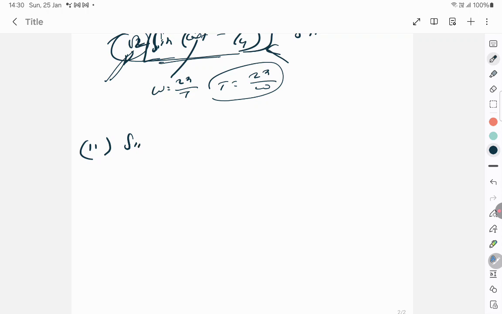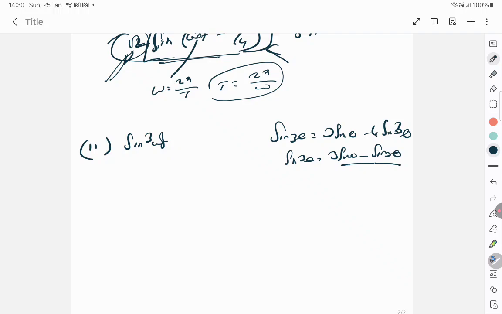Is sine cube omega t. And from the sine 3 theta formula, you know it's 3 sine theta minus 4 sine cube theta. And what is sine cube theta? Therefore, it is (3 sine theta minus sine 3 theta) by 4. So put it here: 3 by 4 into sine theta minus 1 by 4 into sine 3 theta.